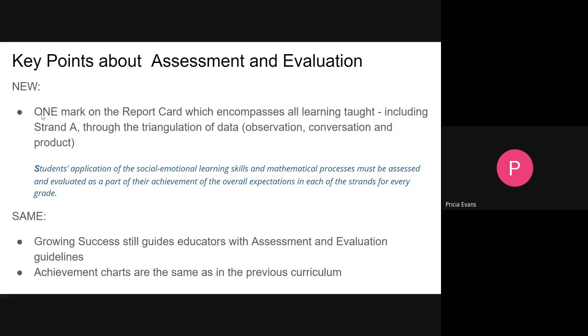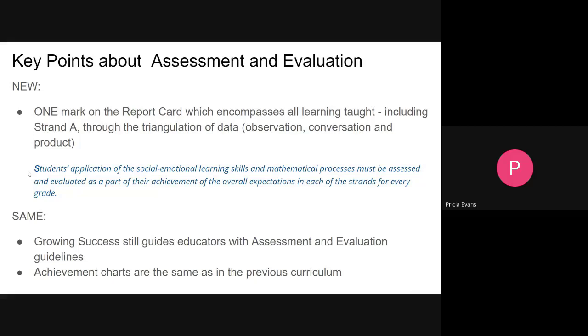This mark encompasses all the learning taught, including strand A. And like before, it's new that it's just one mark, but it's the same in that it's through the triangulation of data. I'm just going to read the comment here because what is written in blue is taken right out of the document. Students' application of the social emotional learning skills and mathematical processes must be assessed and evaluated as a part of the achievement of the overall expectations in each of the strands for every grade.